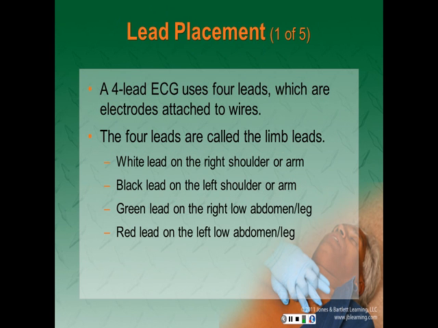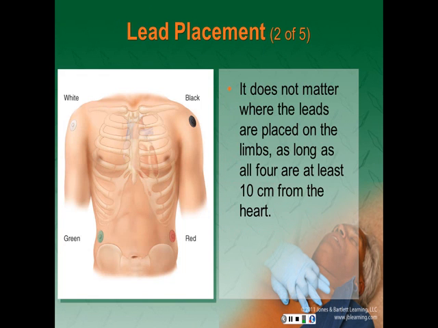A 4-lead ECG uses 4 leads, which are electrodes attached to wires that are attached to the cardiac monitor. These 4 leads are called the limb leads because they are placed on the patient's limbs or close to them. The white lead is on the right shoulder or arm, the black lead is on the left shoulder or arm, the green lead is on the right low abdomen or leg, and the red lead is on the left low abdomen or leg. It does not matter where the leads are placed on the limbs as long as all 4 are at least 10 centimeters from the heart.